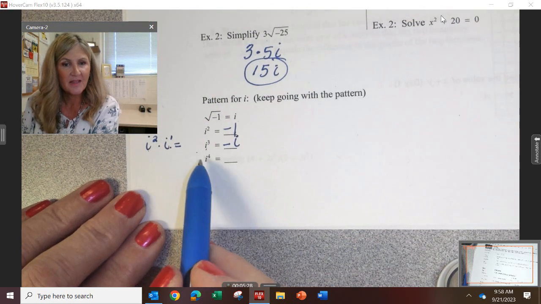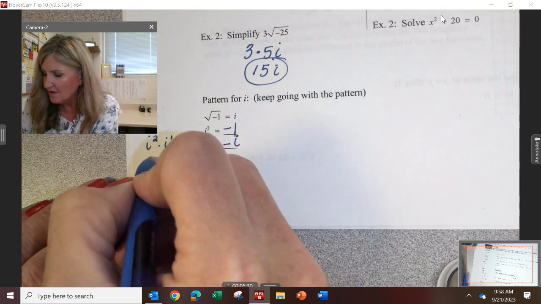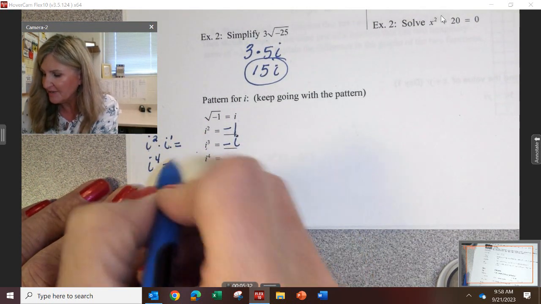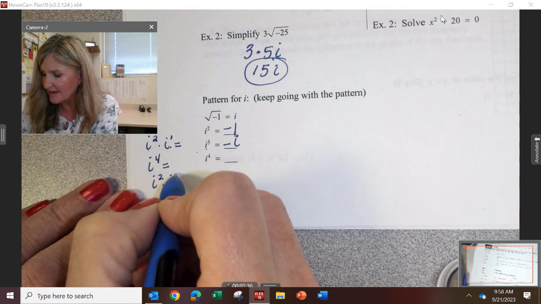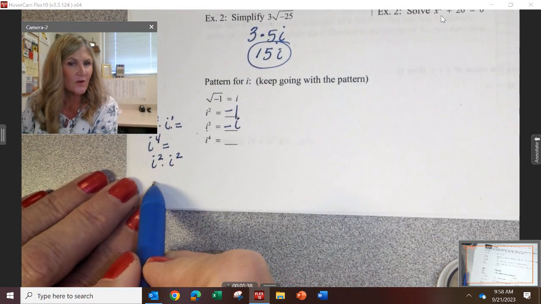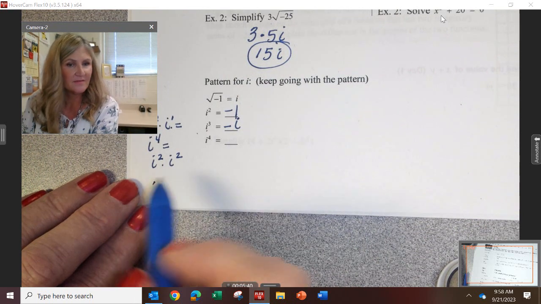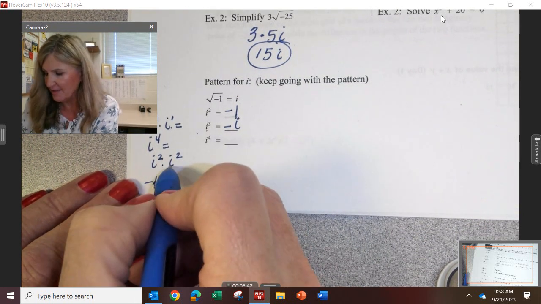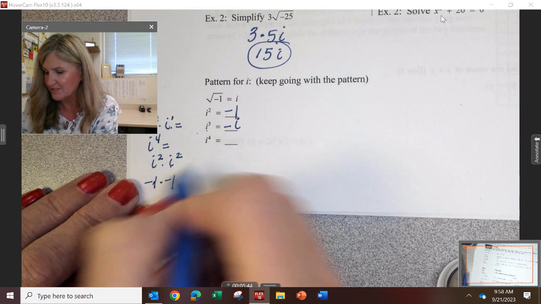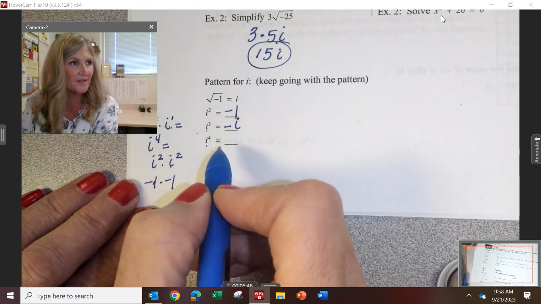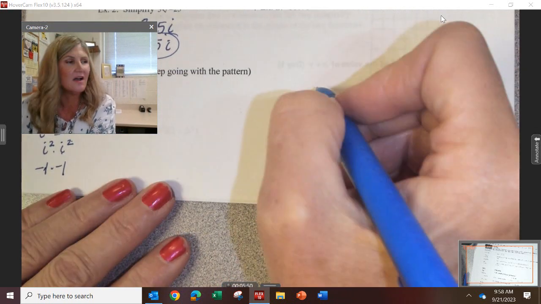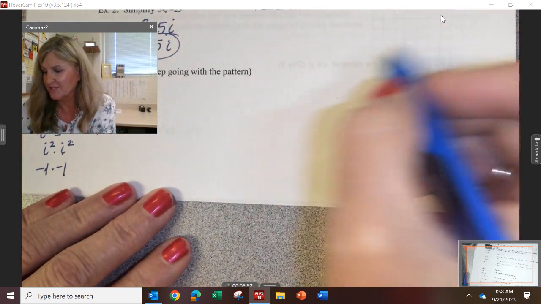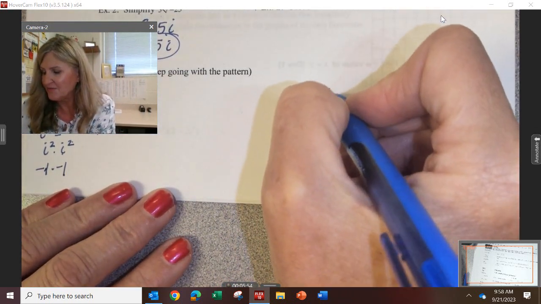All right, i to the fourth. Well, i to the fourth is going to be i squared times i squared. What's i squared again? Negative 1, and then i squared again is negative 1. So what is i to the fourth? 1.